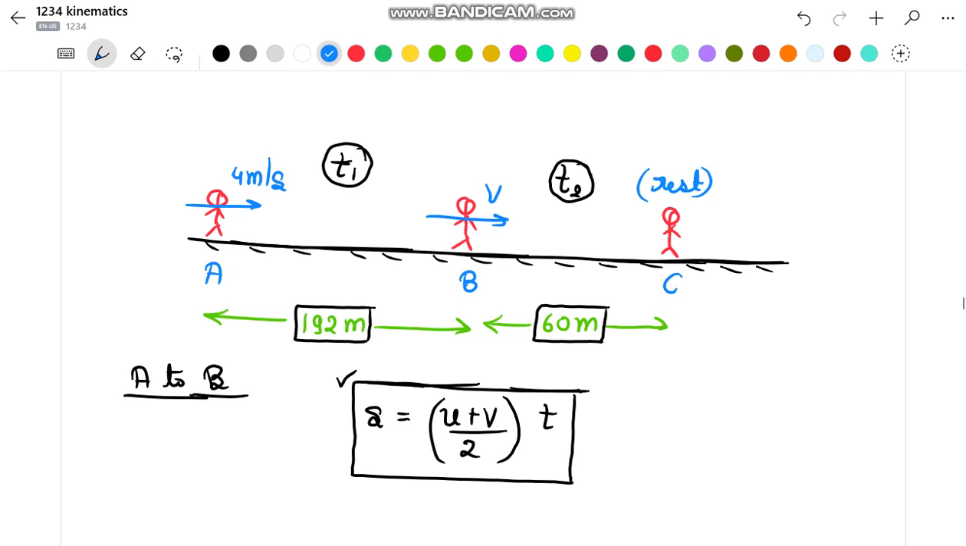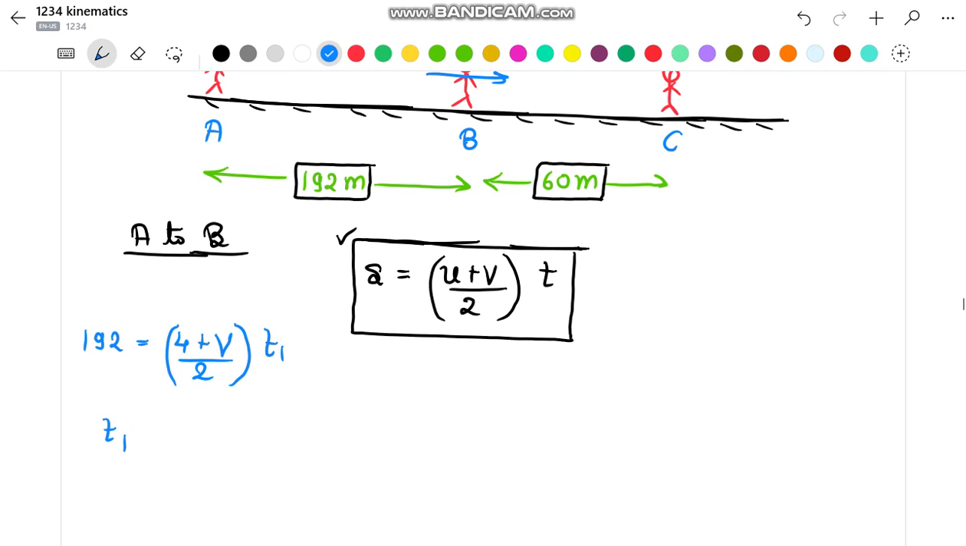So from A to B I can write the value of displacement. The displacement from A to B, 192 meters, is equal to the sum of initial and final velocity divided by 2 into t1. From here we can write the value of t1 to be equal to 384 divided by 4 plus v.